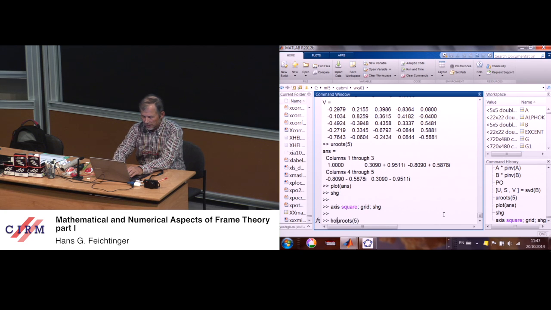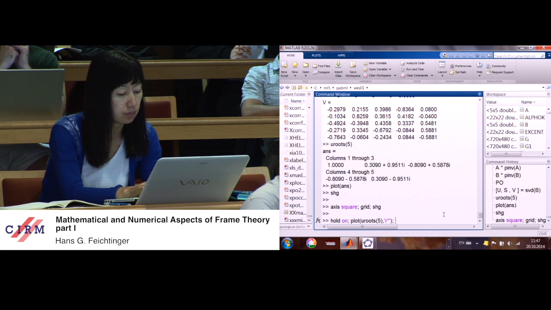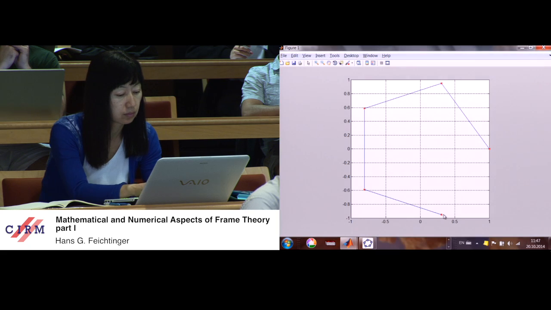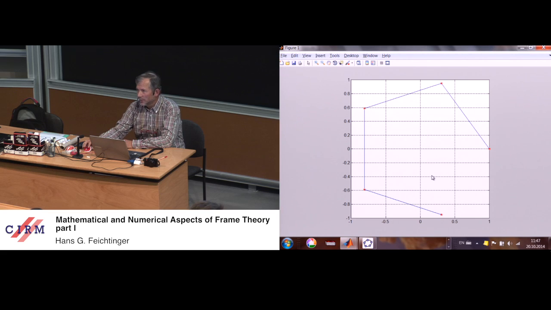I make hold on, plot unit roots, but now as red stars. Hold off, show graphic. And then you see at least that these are probably, and in reality, the unit roots of order 5. So you can say, well, 360 divided by 5 and make the corresponding angles, starting with 0 or so, and so on.